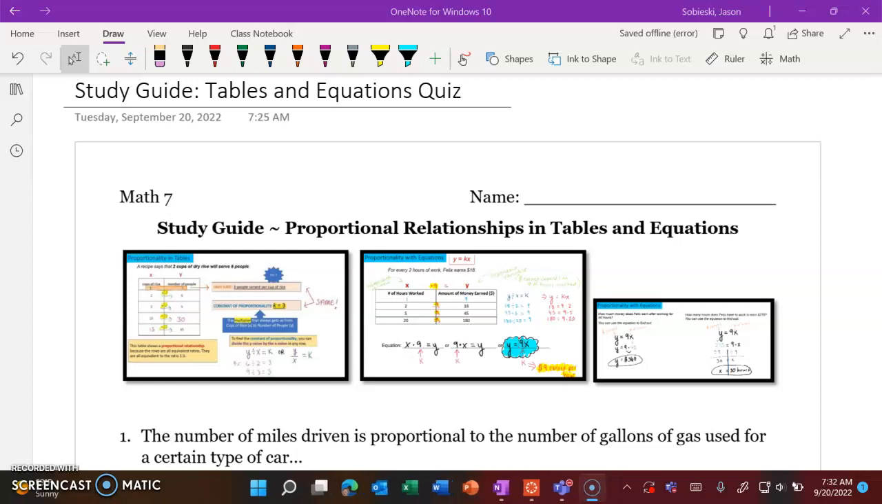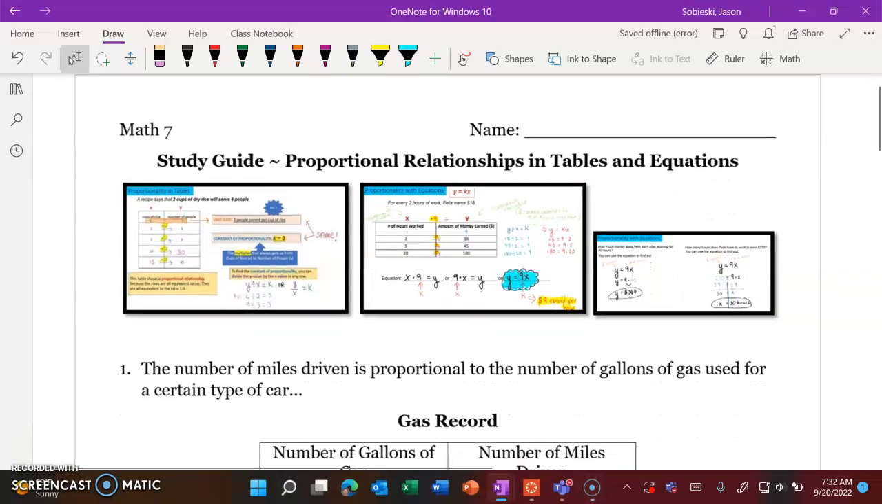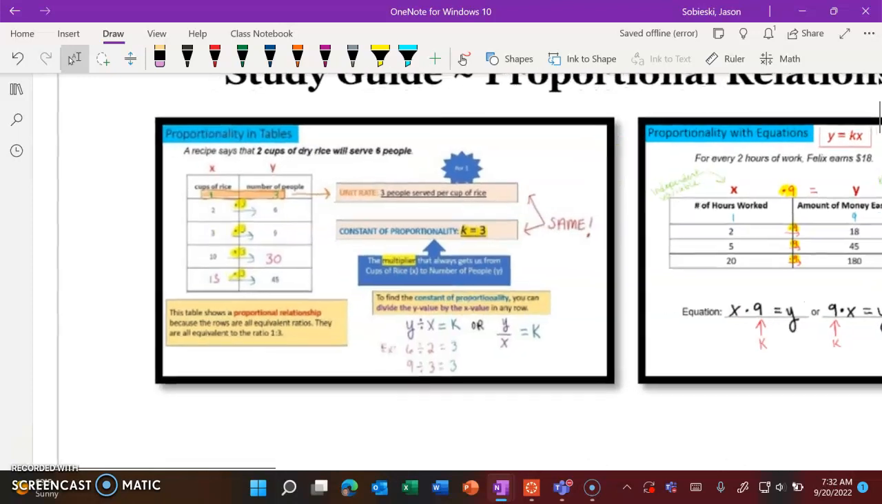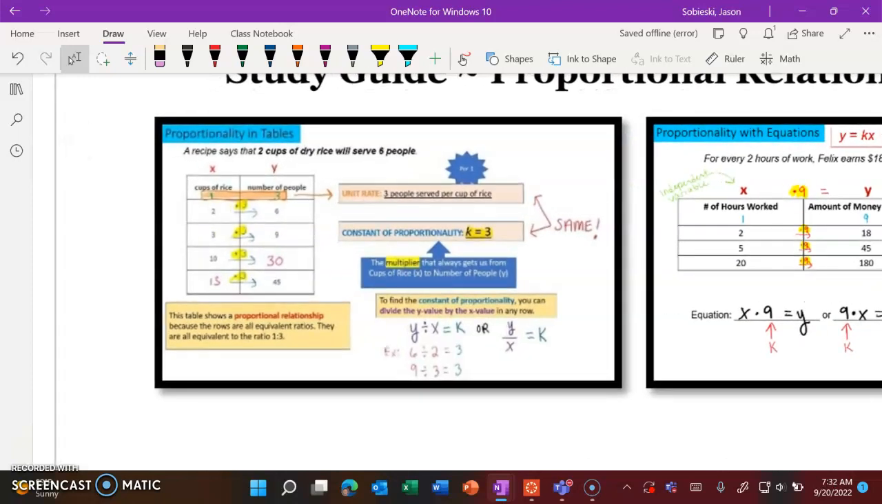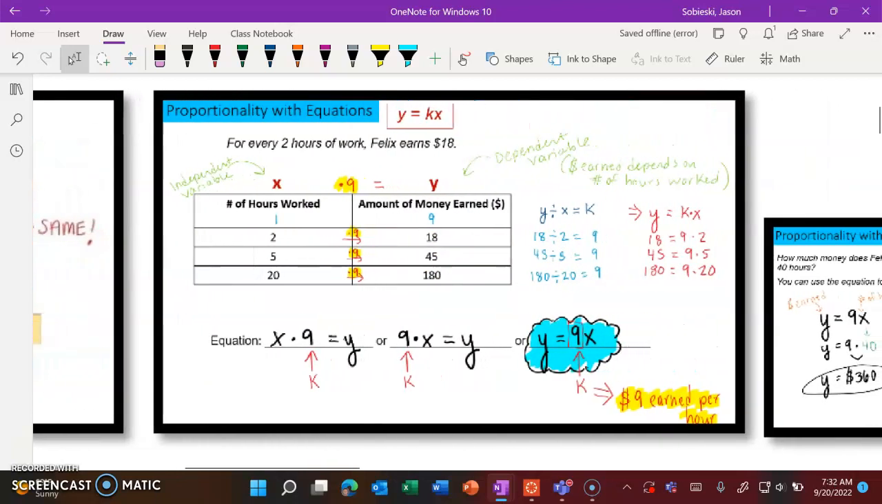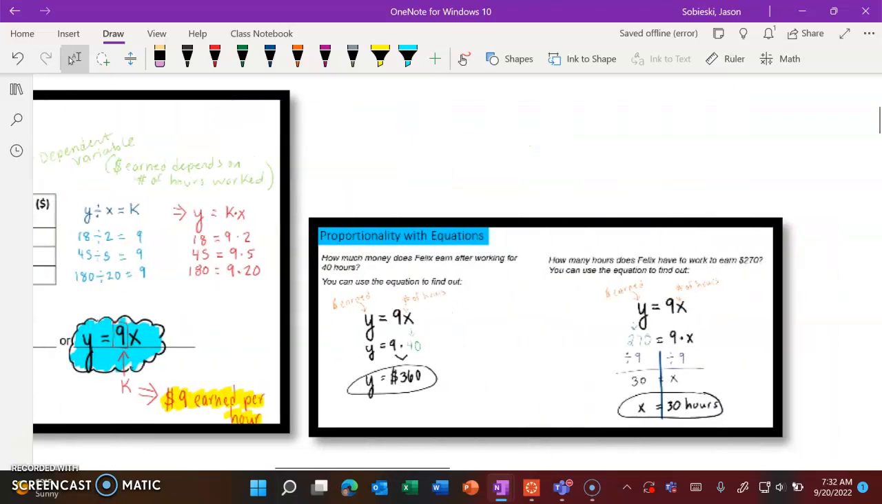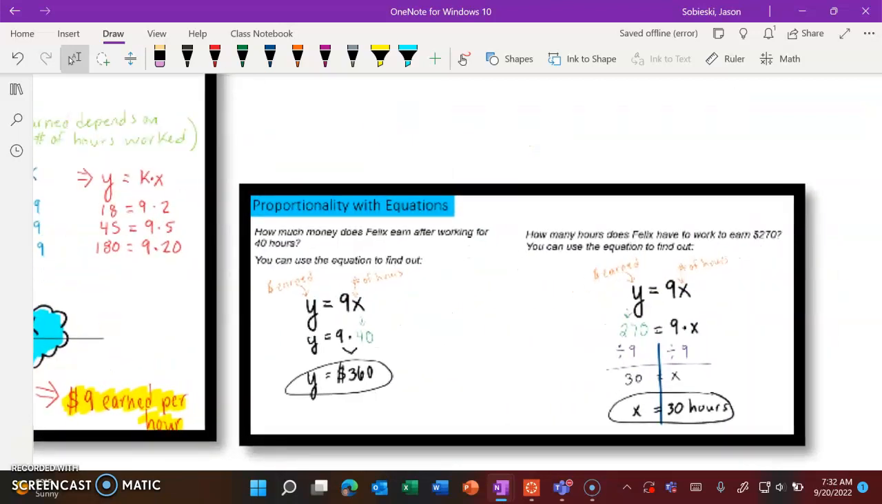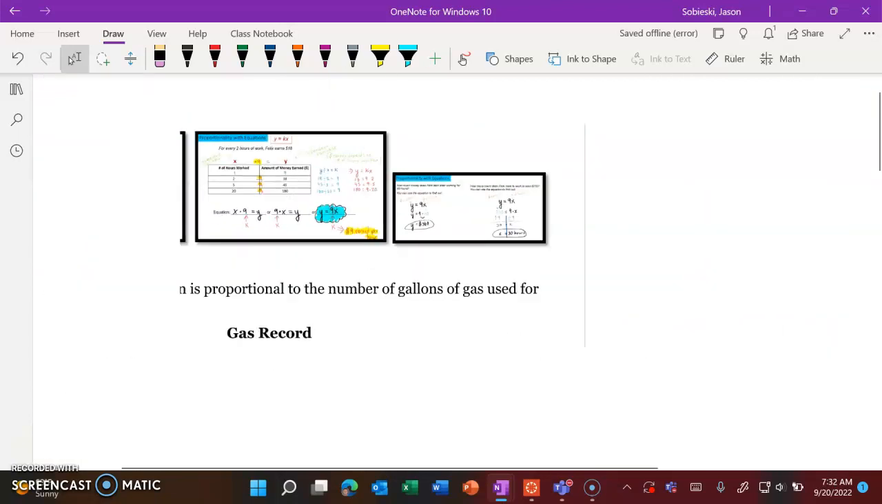Hey everyone, so in this video we are going to be looking over the answers to our study guide for our tables and equations quiz. Before we begin, the three little screenshots at the top just give you a little summary of what we covered. The first one is your overview of tables, the middle one is your overview of equations, and the one on the right is how you can use equations to solve for different values.